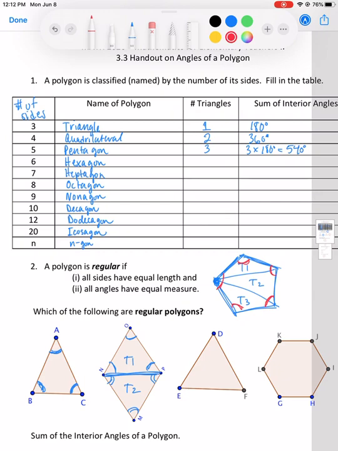Hexagon is a 6-sided figure. We have an example of a hexagon down here, number 2. I'm going to draw out the minimum number of triangles, which is 3, and the sum of those angles right here.